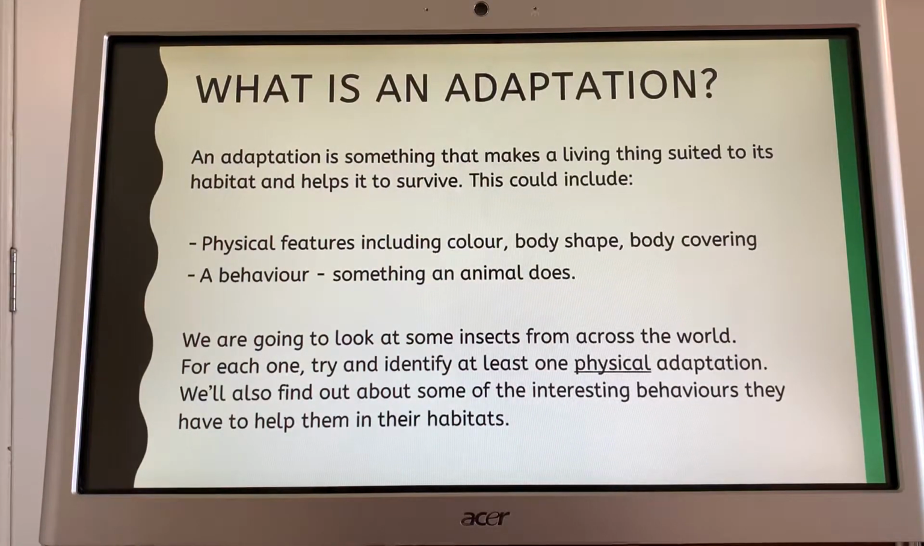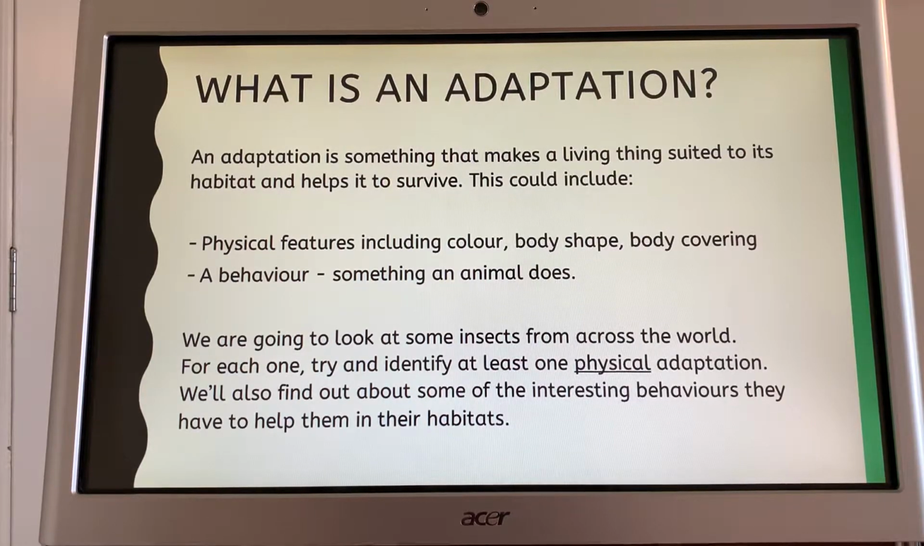Just a reminder, what is an adaptation? An adaptation is something that makes a living thing suited to its habitat and helps it to survive. This could include physical features, including colour, body shape, body covering, or behaviour, something an animal does. We're going to look at some insects from across the world. For each one, try and identify at least one physical adaptation. We'll also find out some more of the interesting behaviours they have to help them in their habitats.